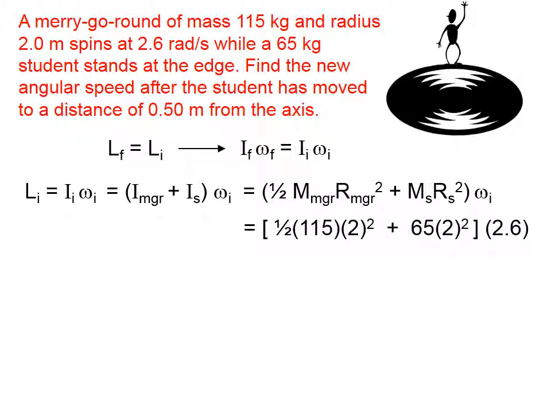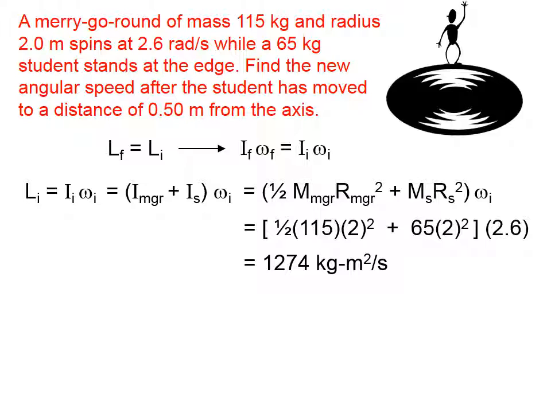All of these values we know. We know the mass of the merry-go-round, we know its radius, we know how far away the student is from the center, we know the mass of the student, and we know the initial angular speed. That number comes out to be 1274 kilogram meters squared per second. That initial angular momentum is numerically equal to the final angular momentum.